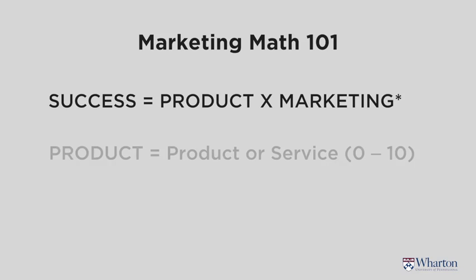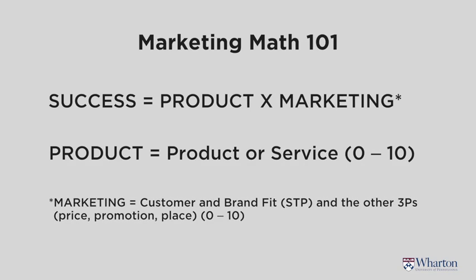First of all, let's start with the product. So the product or service that you're offering, imagine it could be rated on a scale of 0 to 10, where 0 means the product is really, really lousy, and 10 means that the product is absolutely fantastic. Okay? Marketing means two things. First of all, marketing means the fit to the customer and the brand through segmentation, targeting, and positioning. And then the other three Ps, the price, the promotion, and also the place or the distribution strategy.